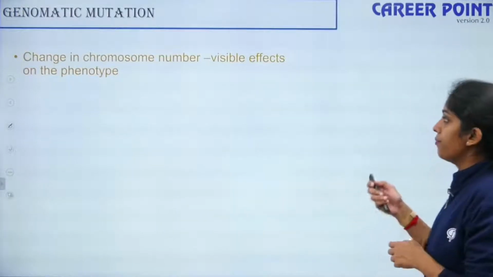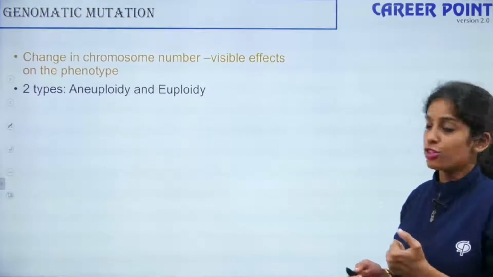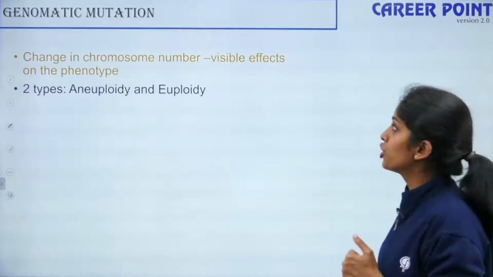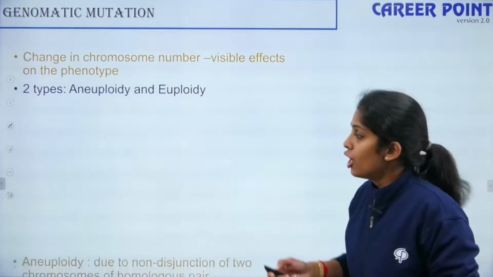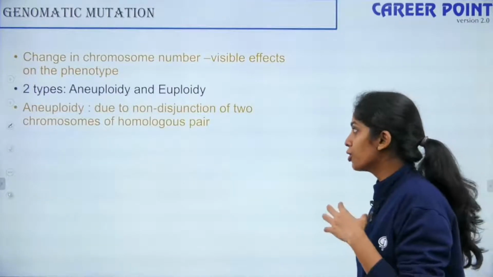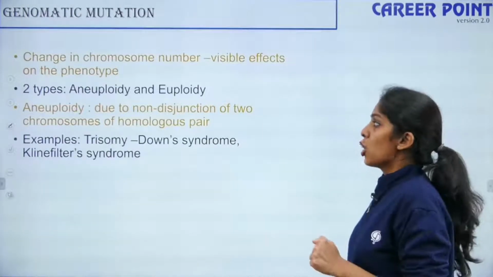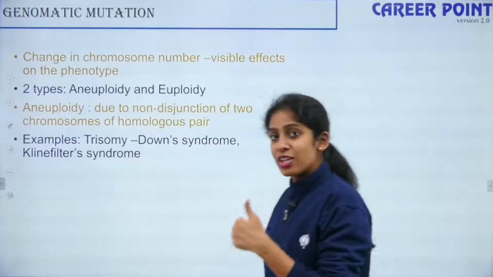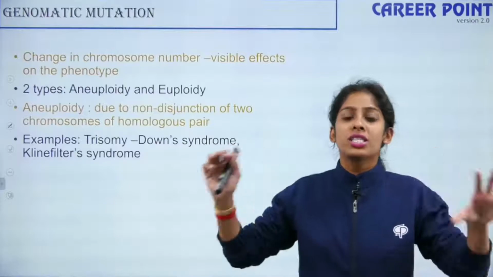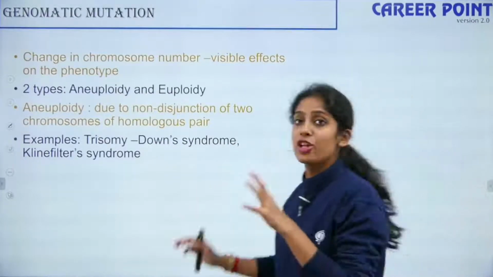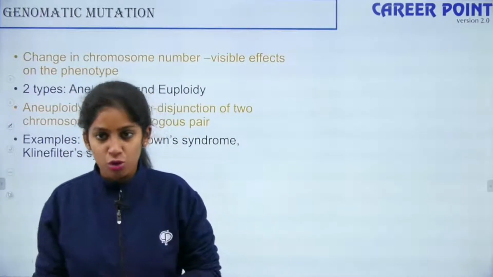Alright. So yeah, change in the chromosome number which has a visible effect on the phenotype. So there are two types of genomatic mutations. One is aneuploidy, one is euploidy. So what is aneuploidy? That is due to the non-disjunction of two chromosomes of a homologous pair. So in an aneuploidy, either you have extra chromosome or you have one chromosome less. So the chromosomes do not separate properly. So that is your aneuploidy, right? So when you have one extra chromosome or one less chromosome.